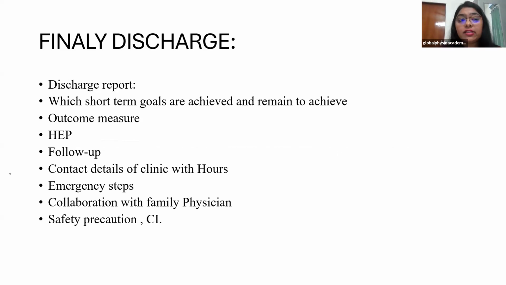That is your final discharge. So the discharge report covers where your short-term goals were achieved, what remains to achieve, and your outcome measures which give clarity. It also includes the home exercise plan, follow-up, contact details of the clinic with hours, emergency steps, what collaborations you are going to have with the family physician, and safety precautions and contraindications, meaning what the patient should not do at home after discharge.